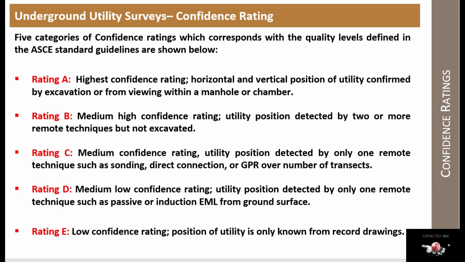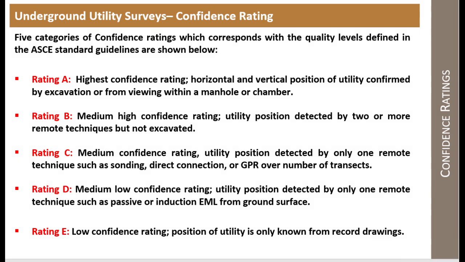Rating C, medium confidence rating: utility position detected by only one remote technique such as sonding, direct connection, or GPR over number of transects. Rating D, medium-low confidence rating: utility position detected by only one remote technique such as passive or induction EML from ground surface. Rating E, low confidence rating: position of utility is only known from record drawings.